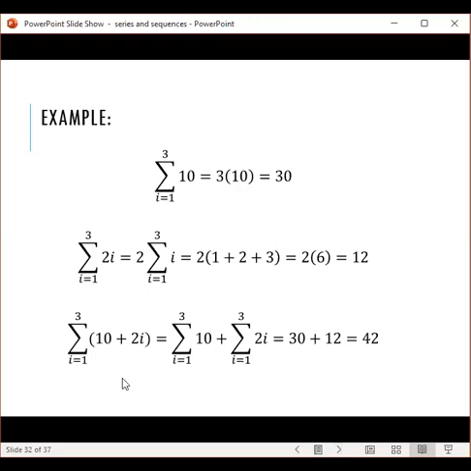And if you have this, the summation of the quantity 10 plus 2i, where i is from 1 to n. So by property number 3, we can separate these two. This would now be the summation of 10 plus the summation of 2i. From the first example, we know that the summation of 10 is 30. From the second example, we know that the summation of 2i is 12. So 30 plus 12 is equal to 42.